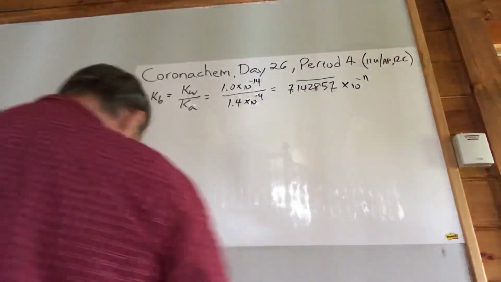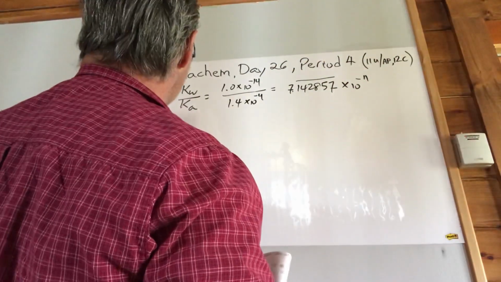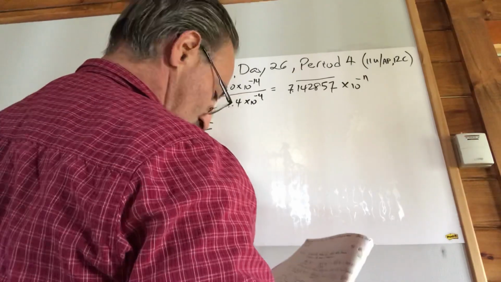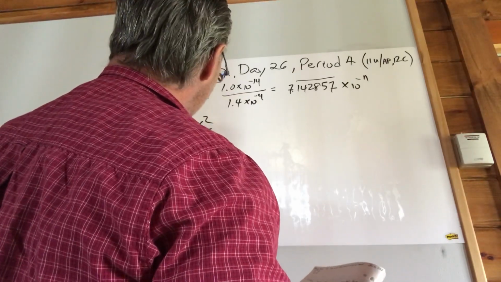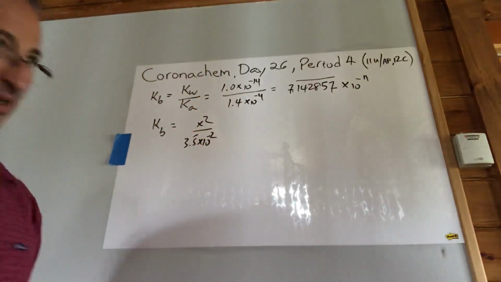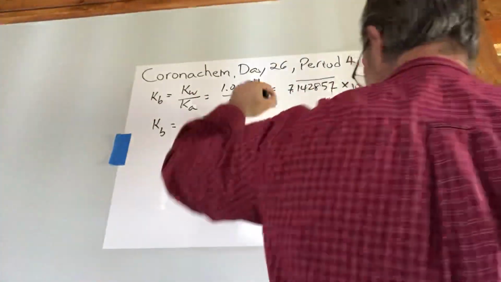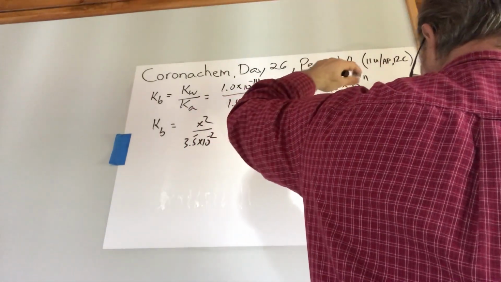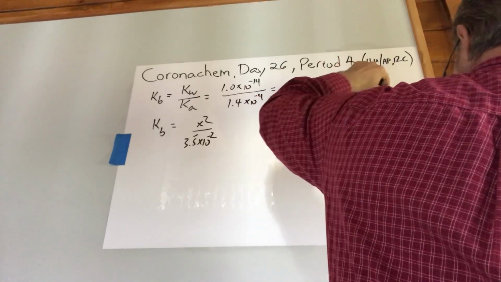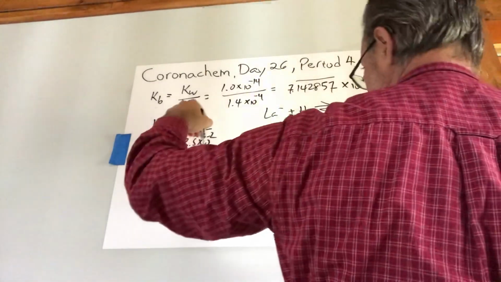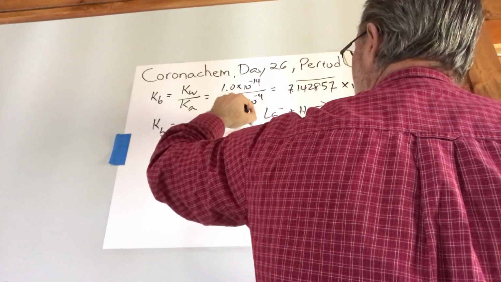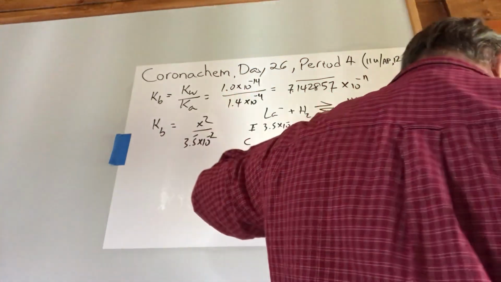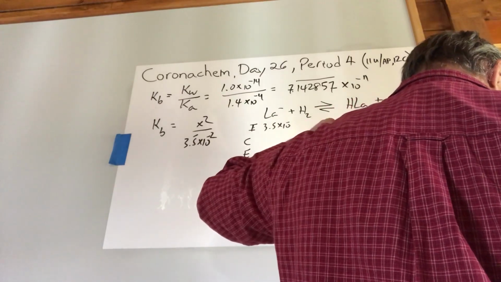So we set up a quadratic formula because Kb is going to be equal to x squared over 3.5 recurring times 10 to the minus 2. I could do an ice table for you. Basically, it'll be the lactate anion plus water is going to reconstitute lactic acid and create hydroxide. You start off with, if you do an ice table, you'll recall that you had 3.5 times 10 to the negative 2 concentration.